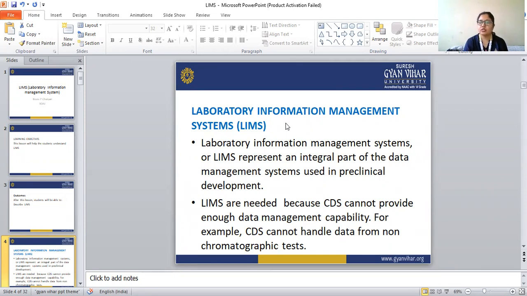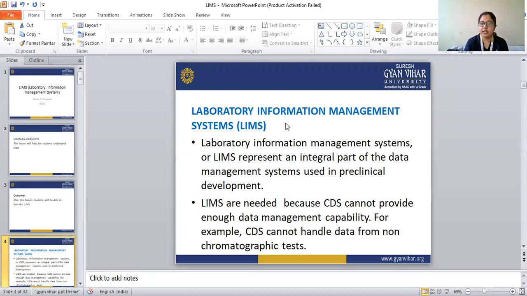The CDS we have already seen. The CDS is software with the help of which we can collect the data of the chromatograph, and that CDS is connected with the chromatograph equipment. In the same way, the LIMS is also a management system, an integral part of the data management system that is used in preclinical development.